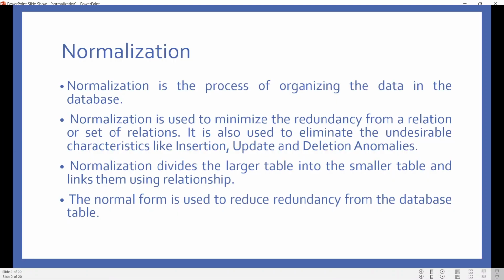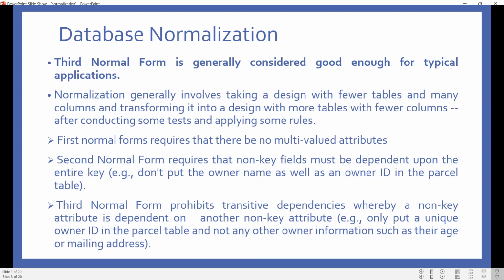Normalization is the process of organizing data in a database. Basically, it is used to minimize the redundancy from a relation. Also, it can be used to eliminate insertion anomaly, updation anomaly, and deletion anomalies. In normalization, a bigger table is divided or decomposed into smaller tables, and then by means of this decomposition, we can reduce the redundancy from the database.